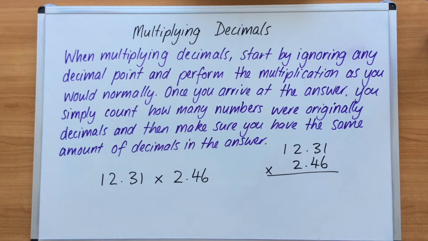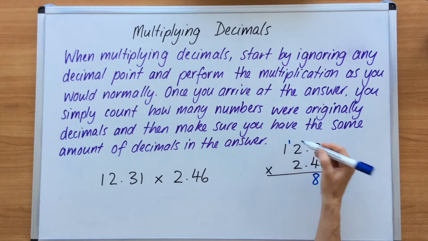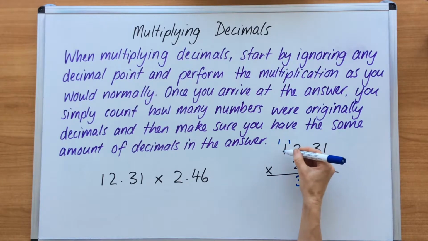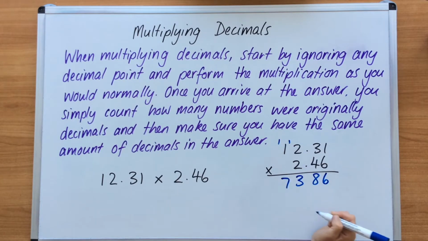Okay, so we're going to start over here as if it was the ones column, and we go 6 times 1 is 6, 6 times 3 is 18, carry the 1, 6 times 2 is 12, plus 1 is 13, carry the 1, 6 times 1 is 6, plus 1 is 7.